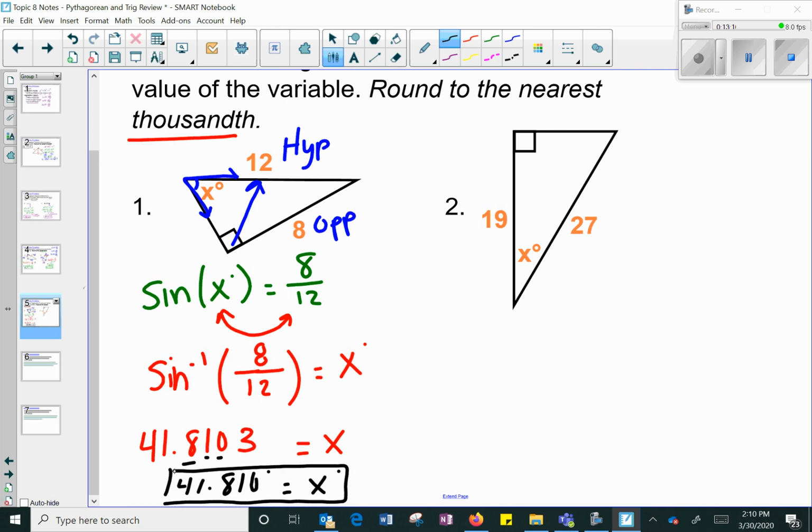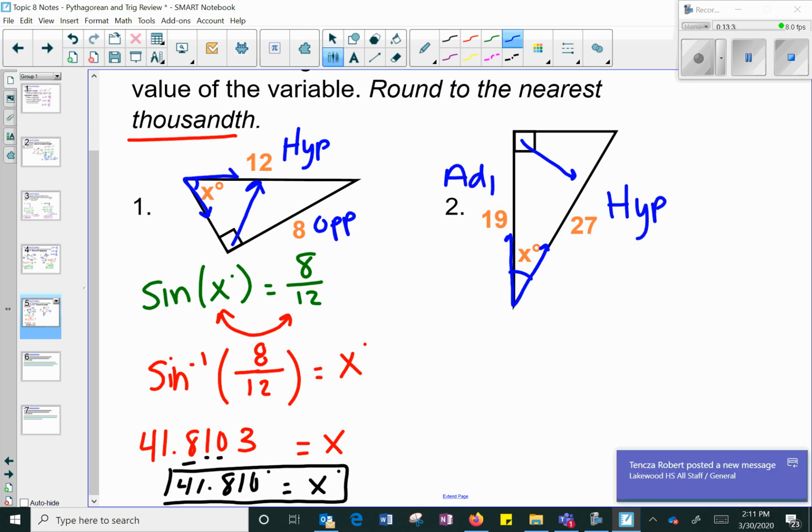And that would be our final answer there. For the last problem on this page, same process. So x, this is our reference angle here. Remember, across from the 90-degree angle, this is our hypotenuse. And then this is actually going to be adjacent this time because it is touching the angle.